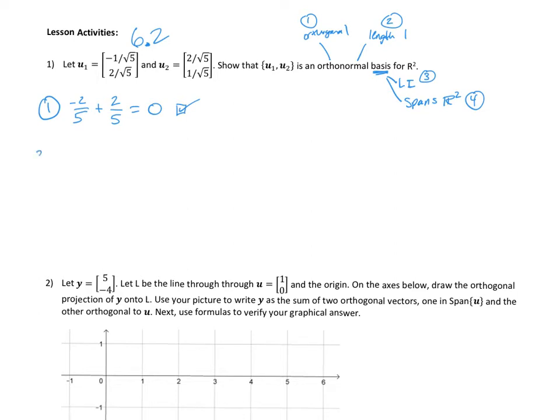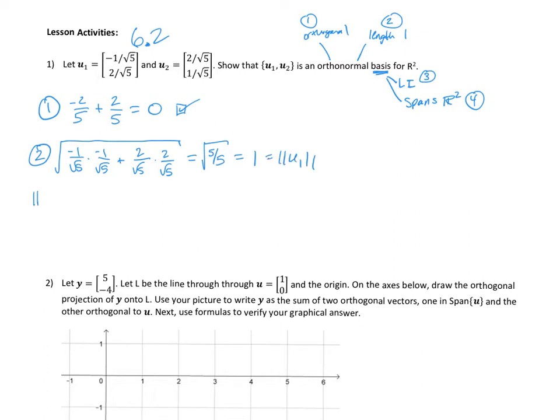Okay, and then the length, to show the length of each vector is 1, you dot product with itself and square root. So I'm going to get negative 1 over root 5 times negative 1 over root 5 plus 2 over root 5 times 2 over root 5. And I'm going to take the square root of that. That's the length of u1. So that's going to be 1 over 5 plus 4 over 5 is 5 over 5, 1. That is the length of u1.